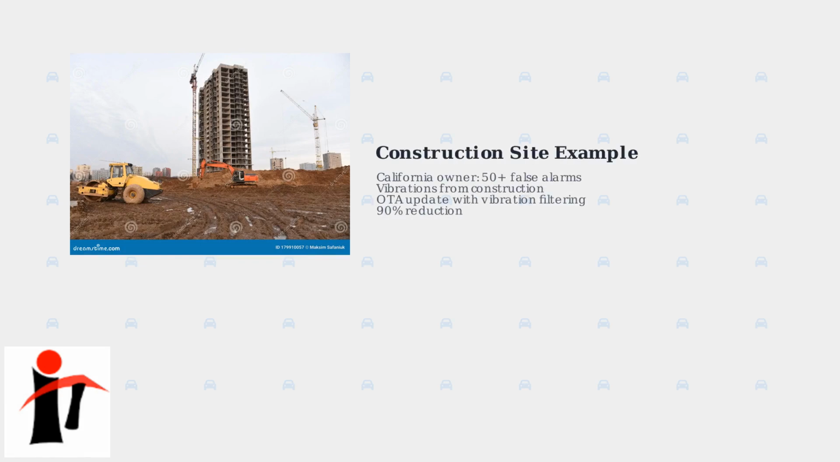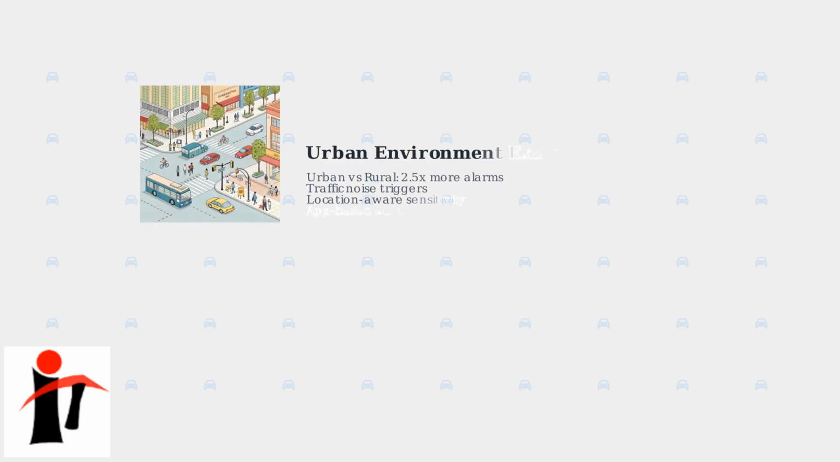support. Many Tesla owners have successfully resolved false alarms through software updates and adjustments. For instance, a California owner reported over 50 false alarms in 1 week due to nearby construction vibrations. Tesla's diagnostic team reviewed the Sentry footage and pushed an OTA update incorporating vibration filtering, which reduced the owner's false alarms by 90%. A 2025 study from Tesla Motors Club surveyed 5,000 Model S owners and found that urban dwellers experience 2.5 times more false alarms than rural owners, often triggered by traffic noise.